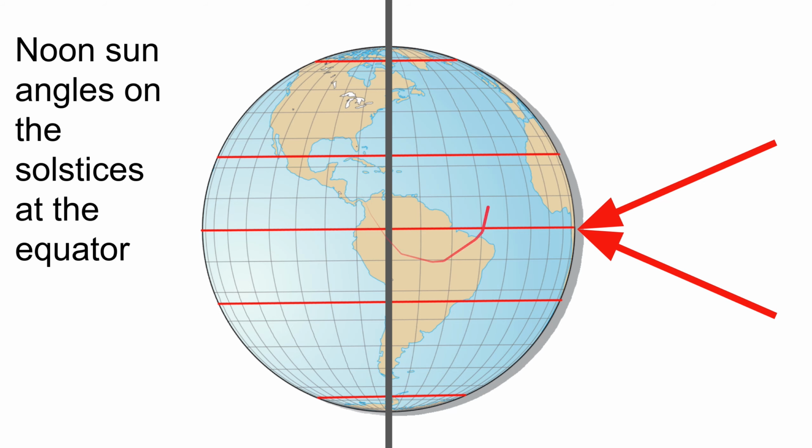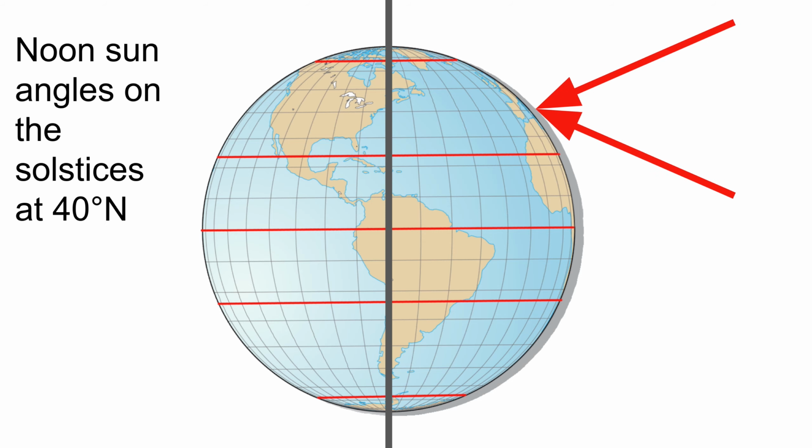I mean, there's nobody... Hang on. Let me show you a picture. That'll explain things. So noon sun angles at the solstices at the equator. Noon sun angles at 40 degrees north. So there's still a difference. This is the winter sun. This is the summer sun. So there's still a difference of about 47 degrees between summer and winter.